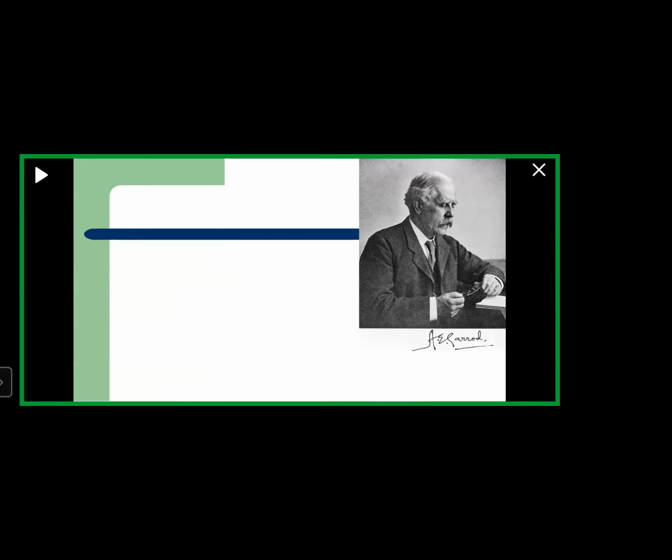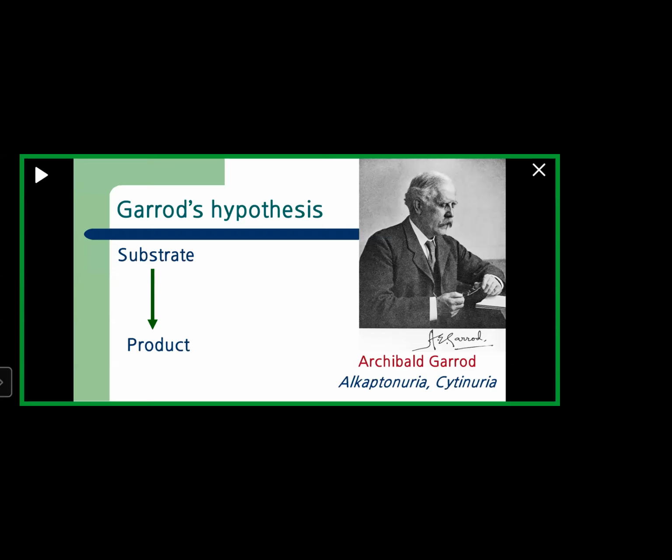Do you know this person? This is Garrod. Archibald Garrod was the first to describe the theory of inborn errors of metabolism, and that was over 100 years ago. According to Garrod, we inherit certain enzymes, and these enzymes catalyze reactions that convert substrates to products. If this enzyme is absent, we are going to have a problem in which the substrate increases, the product decreases, and maybe the extra substrate would go to another pathway, producing another product, which can sometimes be toxic or injurious.